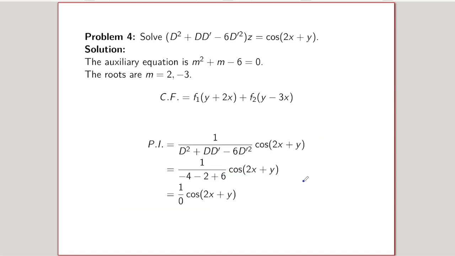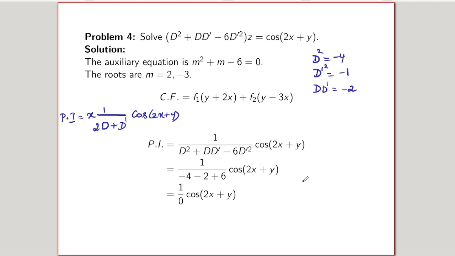Since we are getting 0 in the denominator, next step we have to write the derivative, that is PI. We can write it as x into 1 by, if we differentiate the denominator with respect to D, we'll get 2D plus D dash, since D dash is a constant, and minus 6 D dash square is a constant, it will become 0, cos of 2x plus y. Now the same thing, we have to replace D square with minus 4, D dash square with minus 1, D dash with minus 2. But observe that there is no D square term, no D dash square term and no D dash term in the denominator. But we have to bring D square, D dash, D dash square terms into the denominator. How to do that? We are going to multiply with its conjugate: 2D plus D dash into 2D minus D dash divided by 2D minus D dash into cos of 2x plus y.